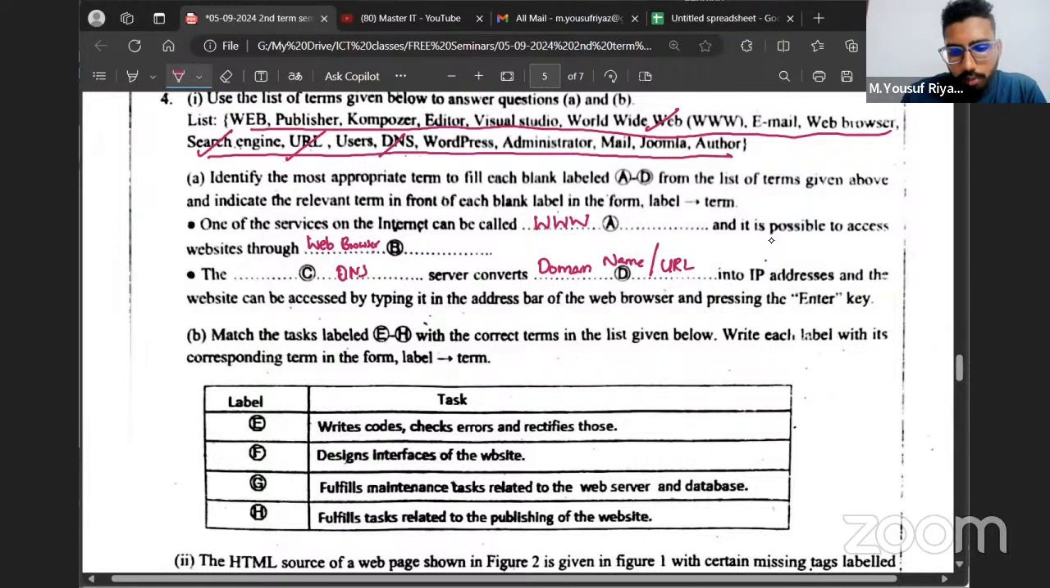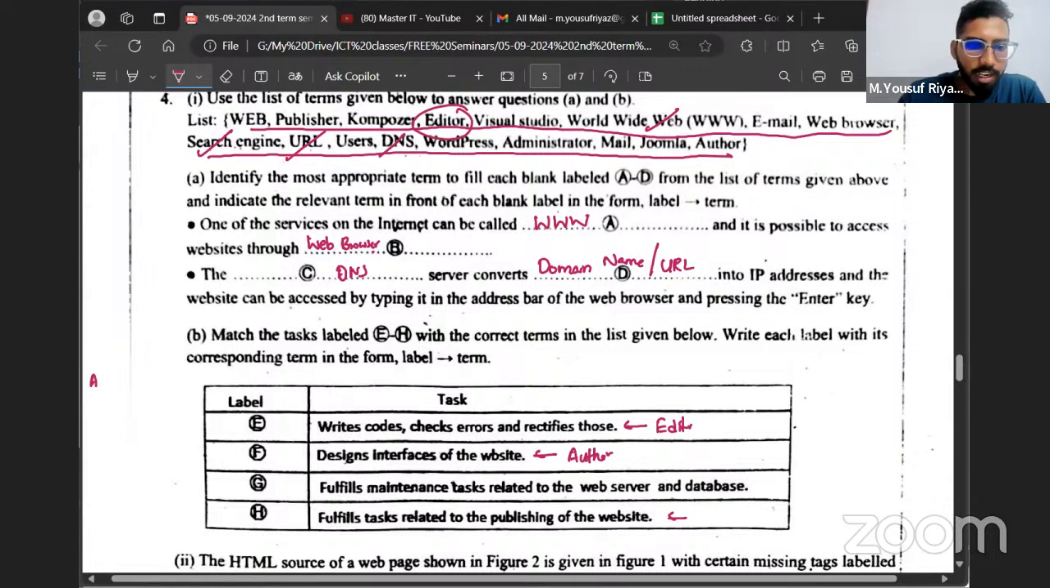Okay. Normally, if you take web development, there are different people we have. For example, there is a person who designs the website. He's called the author of the website. There is a person who edits the website and writes codes for the website. He's called the editor. Have they given editor here? Yes, editor. Editor is a person who actually goes and writes the codes for the website. Then there is a person who goes and publishes the website. He's called the publisher.